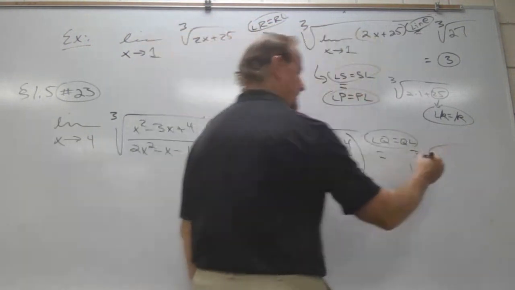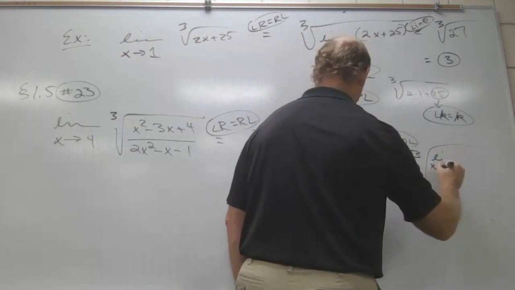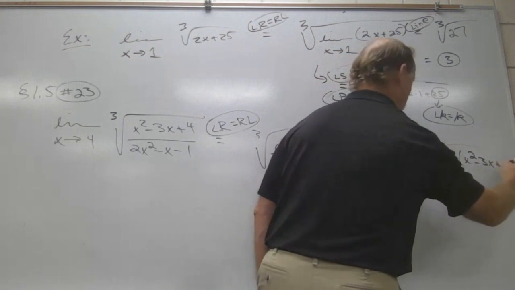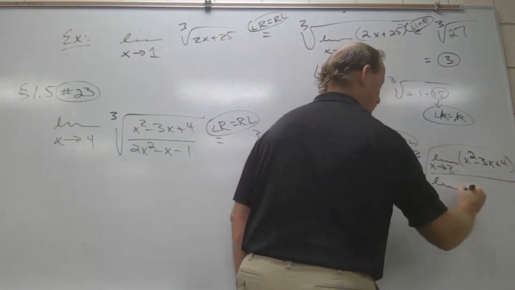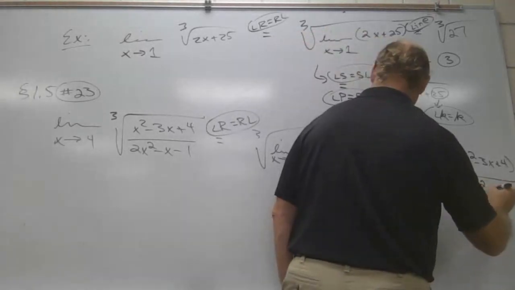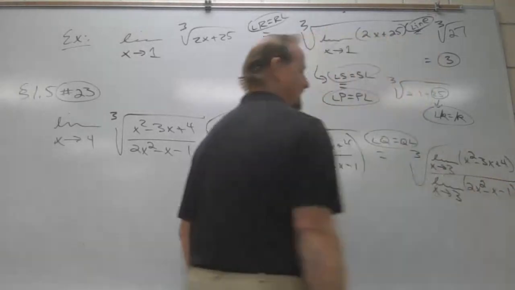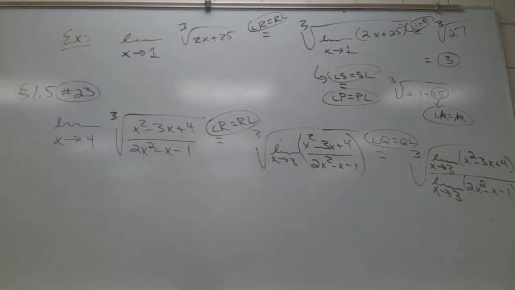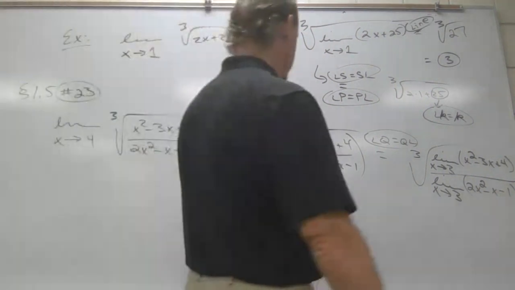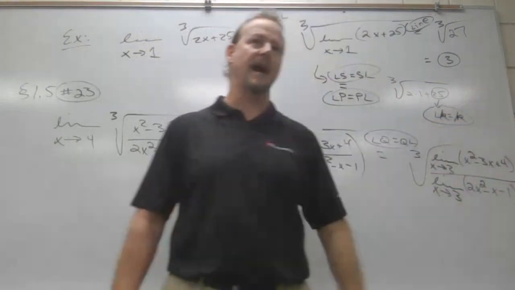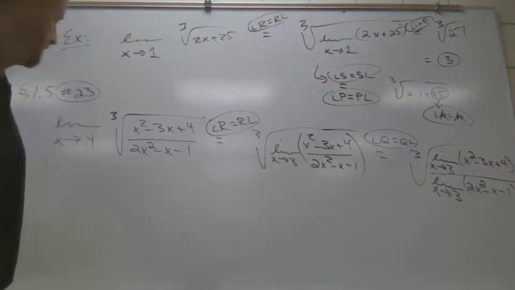So the limit of this quotient, I can put the limit on top. Limit as x approaches 3 of x squared minus 3x plus 4 over the limit as x approaches 3 of 2x squared minus x minus 1. Does that make sense? Everybody good with that? Limit of the quotient is the quotient of the limits. So basically, instead of taking the limit of the division problem, I can take the limit of the numerator over the limit of the denominator. All good with that?